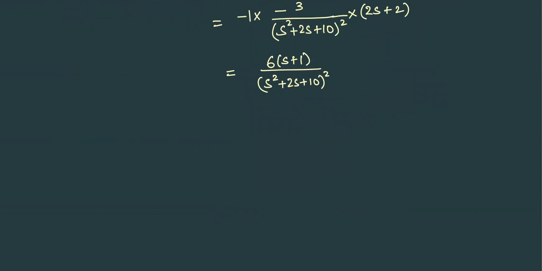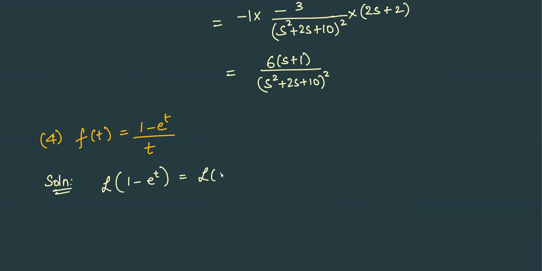Now let's do a few examples on integration. Now I need to find the Laplace transform of the function (1 minus e power t) divided by t. So first, the Laplace transform of 1 minus e power t is the Laplace transform of 1 minus the Laplace transform of e power t. This is 1 by s minus 1 by s minus a, that is s minus 1.